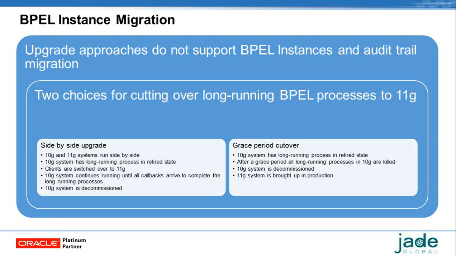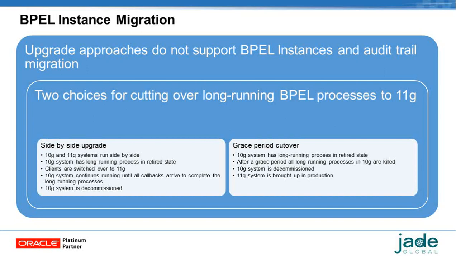In the side-by-side upgrade, we keep both the 10G and 11G environments running at the same time. We cut over so that all new instantiations happen on the 11G environment, while the 10G environment serves all the old long-running processes. The 10G system has long-running processes staying in a retired state, so it's not going to take any new instantiations. Clients will be switched over to 11G, and the 10G system continues to run until all the callbacks arrive to complete the long-running processes.